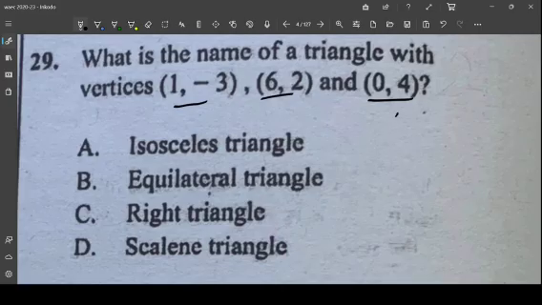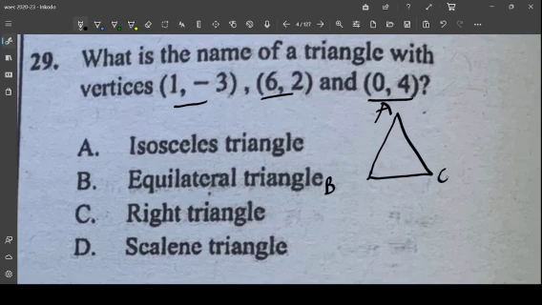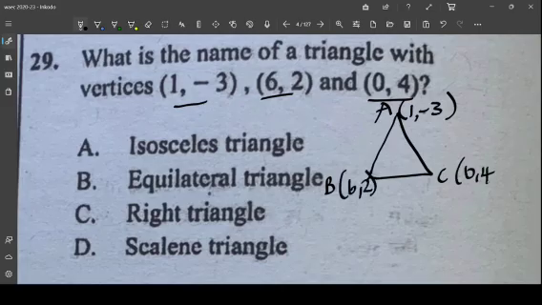First of all, I'll draw my triangle so that it is clear, and I can put any of these points anywhere I want. So I'll call this point A, this point B, and this point C. Let's say point A is the first one with 1 and -3. Point B is the second one with 6 and 2. And point C is the third one with 0 and 4. It doesn't matter how you arrange it, you are going to get the same thing.